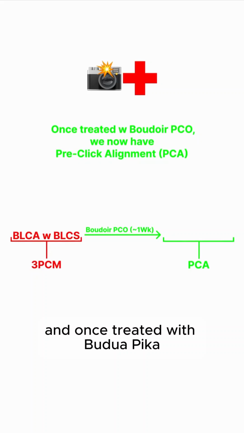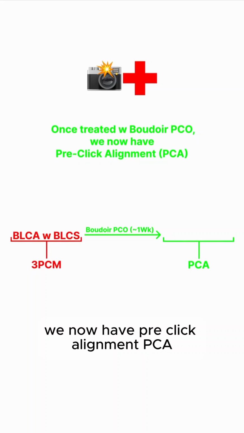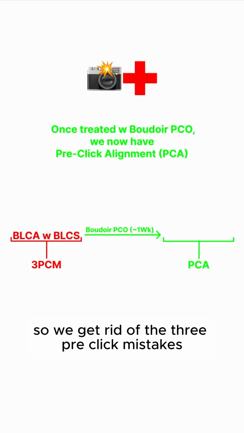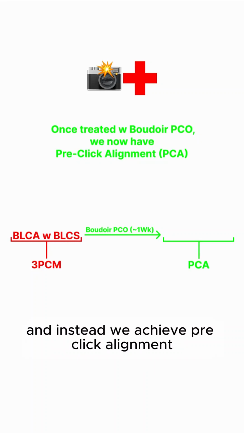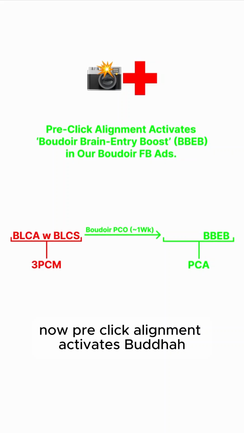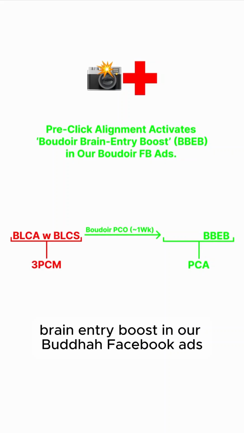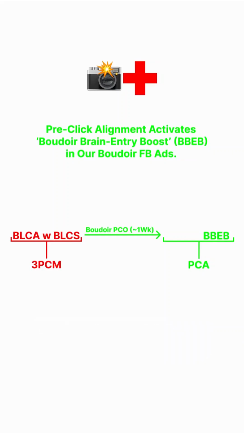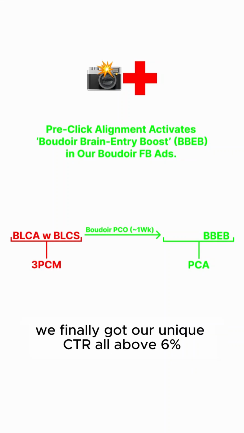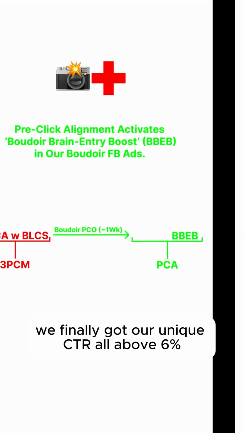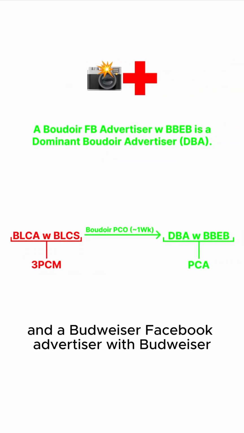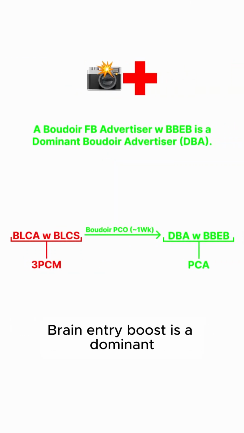And once treated with Boudoir PICO, we now have pre-click alignment, PCA. So we get rid of the 3 pre-click mistakes, and instead we achieve pre-click alignment. Now, pre-click alignment activates Boudoir brain entry boost in our Boudoir Facebook ads. It's basically meaning we finally got our unique CTR all above 6%. And a Boudoir Facebook advertiser with Boudoir brain entry boost is a dominant Boudoir advertiser, or DBA.